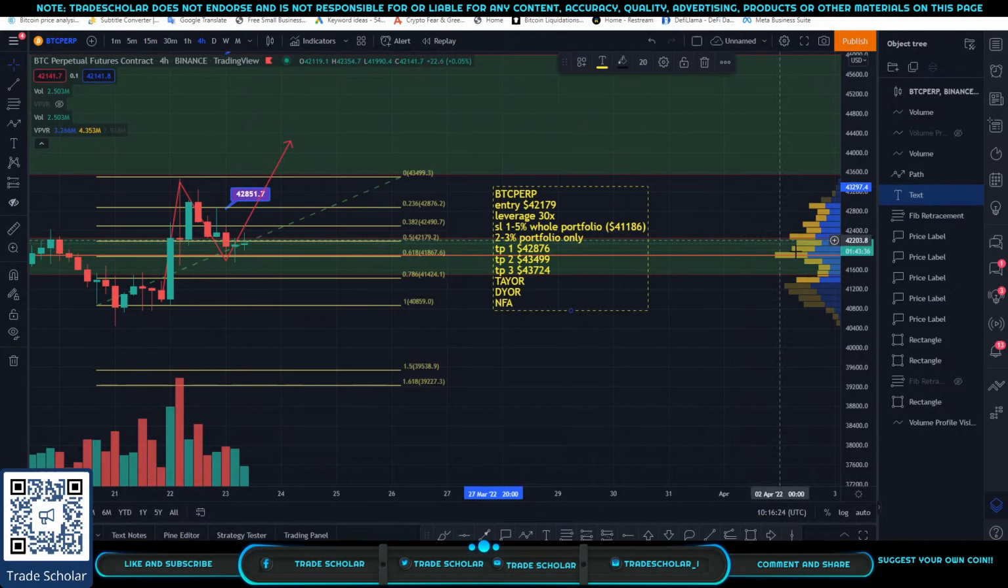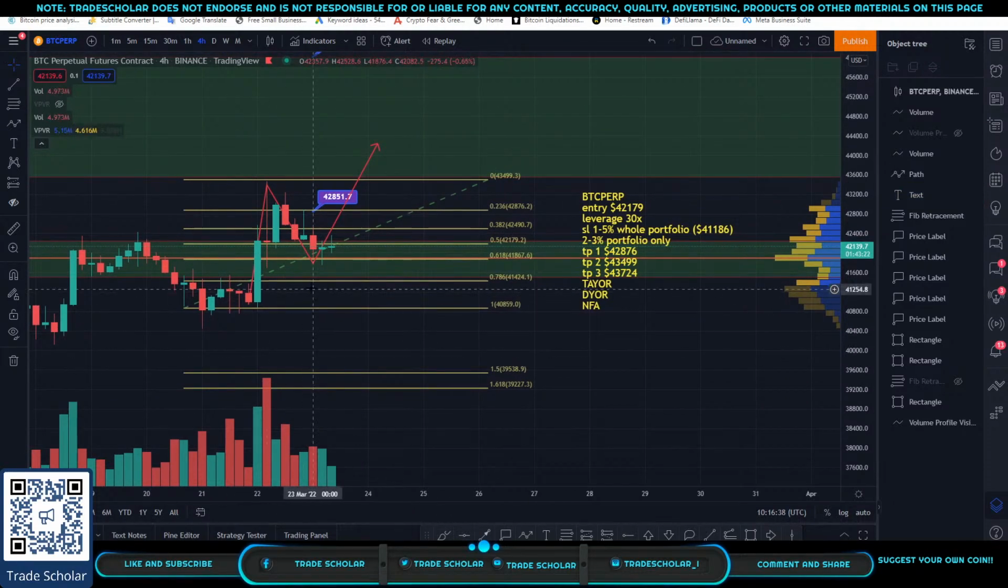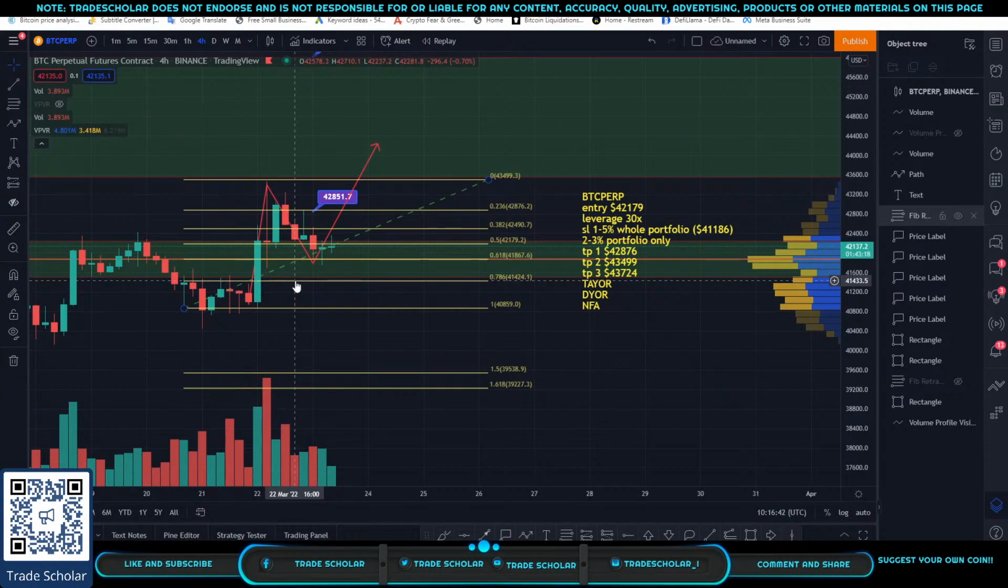And this one right now is still in profit. This one is not yet in profit. But our signal yesterday was in profit, the 42,000, and that was 50x, 55x. This one is 30x only. Leverage 30x, because our stop loss is below here, somewhere below here, 41,400 something. But for this one, the stop loss here is 41,100.